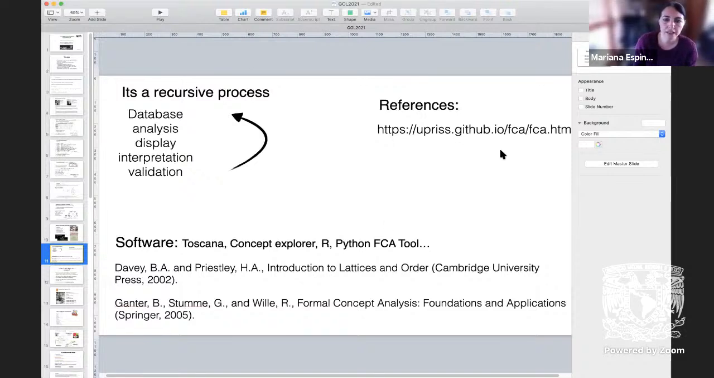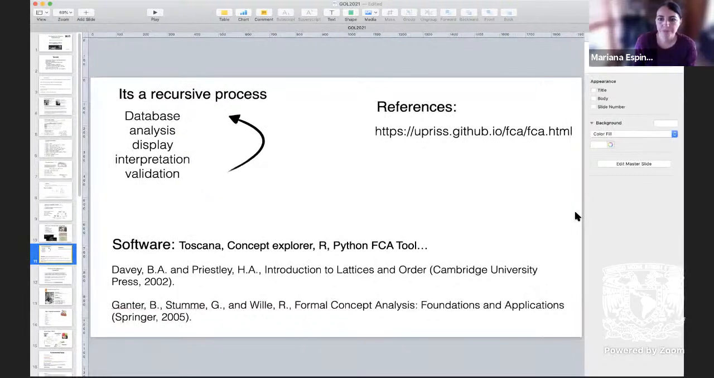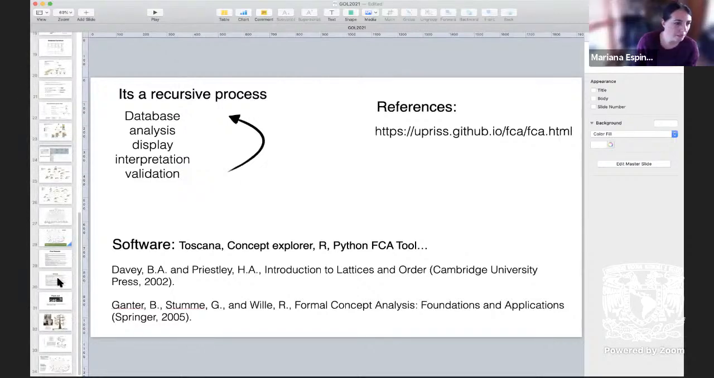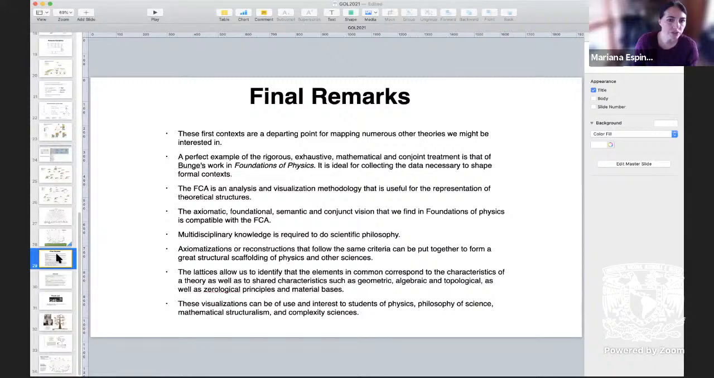Here I give you some very good directions, web addresses, where you can find very good information. The webpage of Utapris is full of information about formal concept analysis. And I think that might be all the time that I have. Maybe just go to the final remarks.